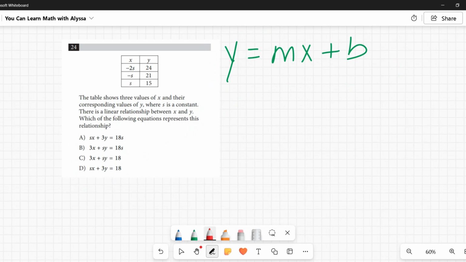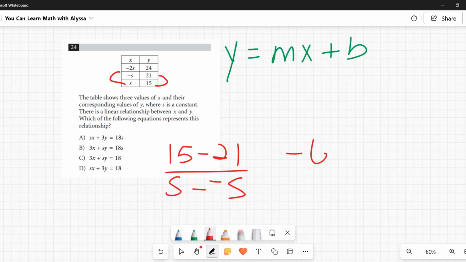Right, so the slope and the y-intercept. Slope is change in y over change in x, and we can do that over here with what we're given. So we can take any 2 points, it doesn't really matter, and I'll say change in y: y1 minus y2, 15 minus 21, and then I go the same way over change in x, s minus negative s. I can go either direction, it's fine. So 15 minus 21 on top is negative 6, and s minus a negative, which is the same as plus a positive, is 2s.